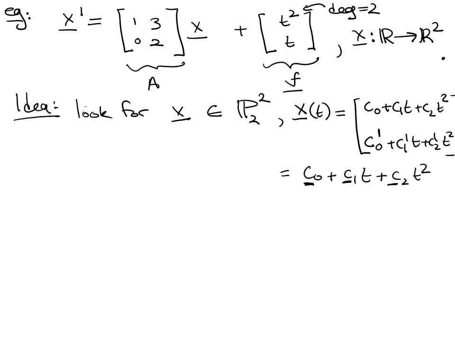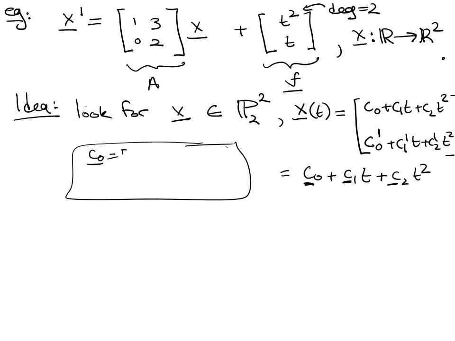And now my goal is to find these vectors c0, c1, and c2. Right? So what's the relationship? So c0 is a vector with coefficients c0, c0 prime. C1 is a vector with coefficients c1, c1 prime, and c2 is a vector with coefficients c2, c2 prime. These are vectors in R2. My goal is to find these vectors in a way that satisfies this inhomogeneous equation.